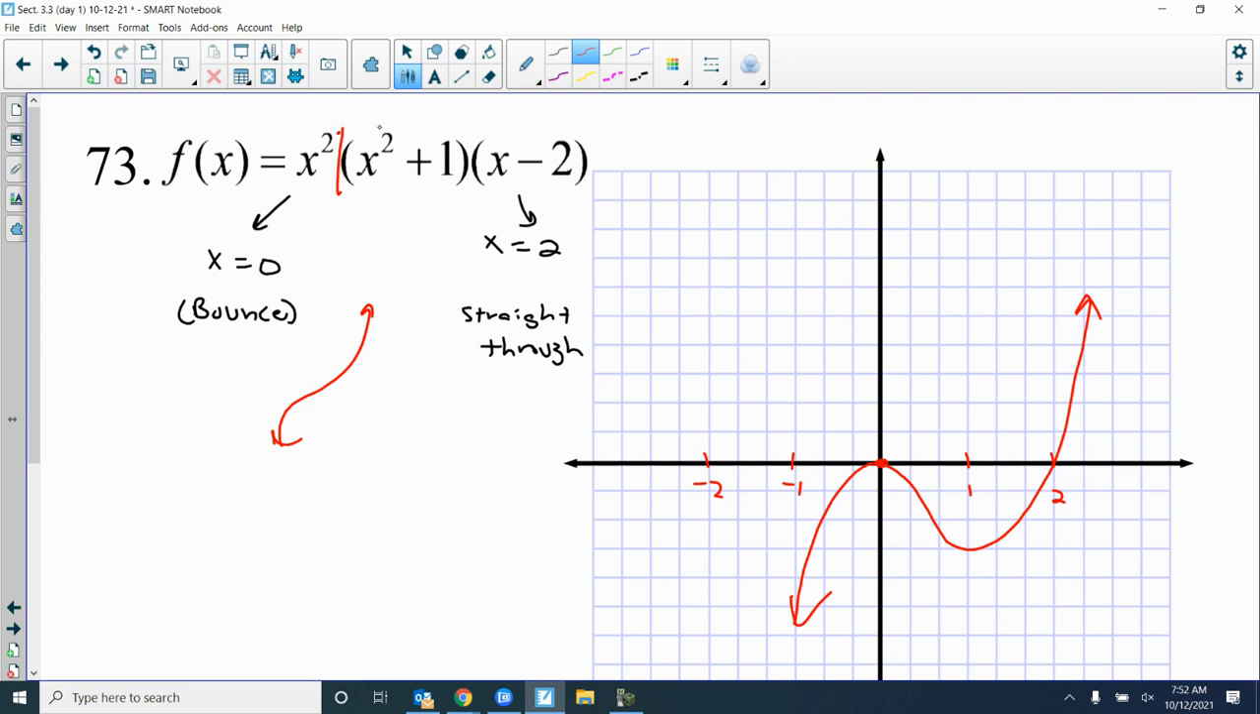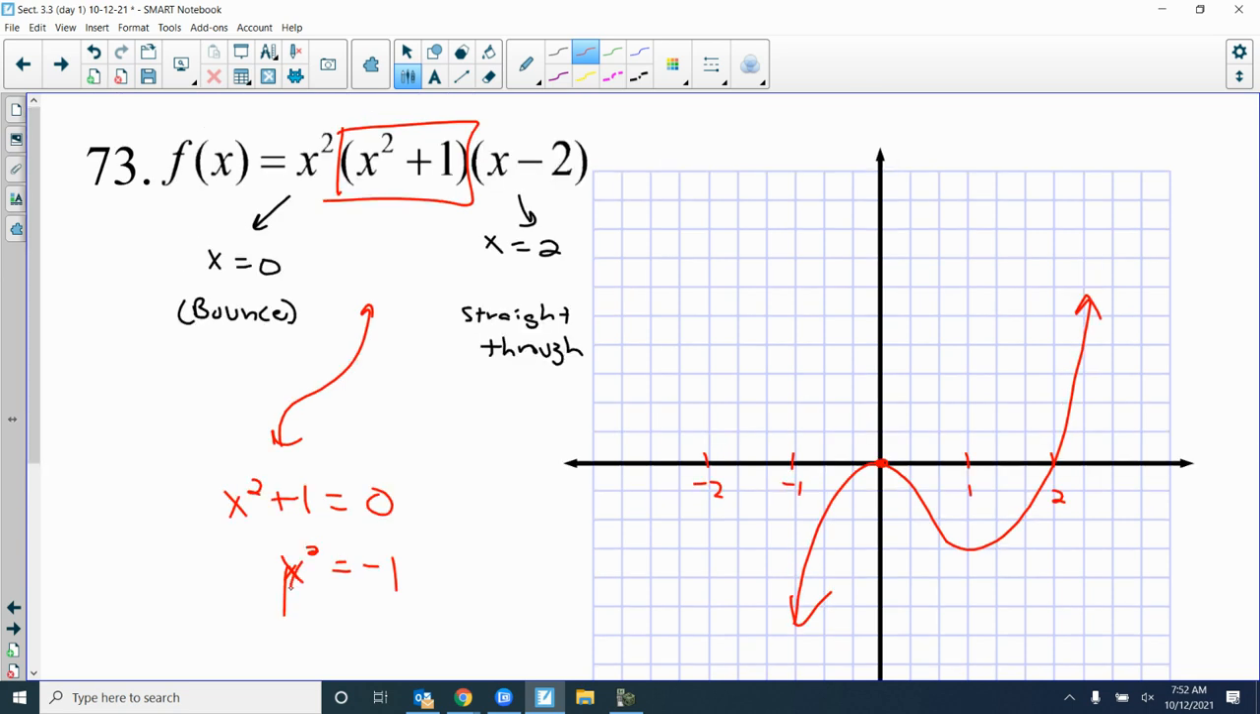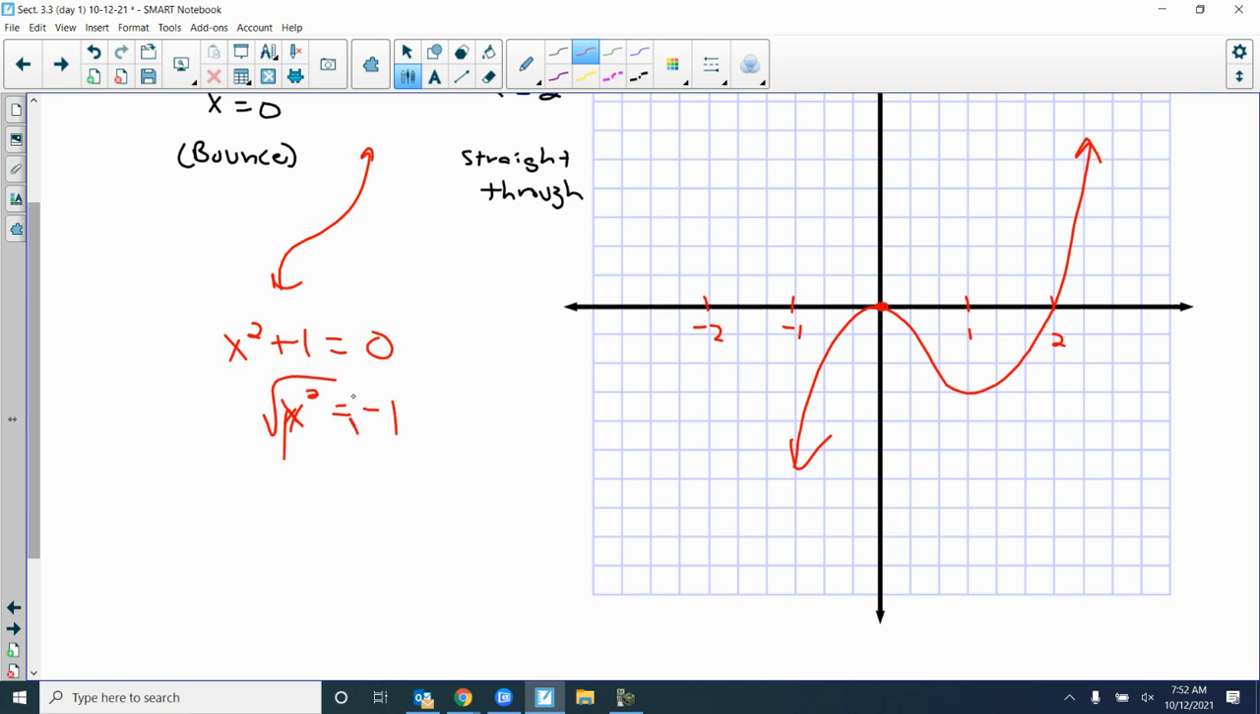Why doesn't this account for anything on the x-axis? Well, if you think about it, you set that equal to 0. You get x squared equals -1. Okay? X squared equals -1. If you take the square root, what's the square root of -1? It's i. It's actually plus or minus i. So you take your square root, you get x equals plus or minus i.